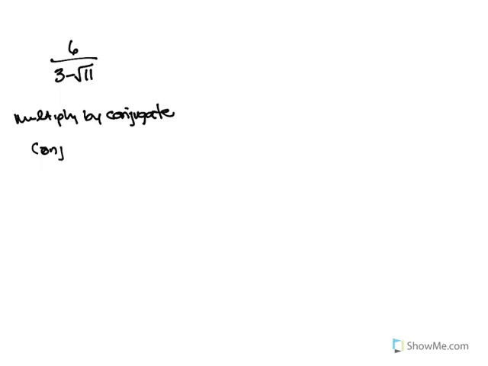So conjugates are basically binomials that are the same binomials with different signs, so that when they multiply, they just get rid of the middle term. So a squared minus b squared. The conjugate would be a plus b, a minus b.